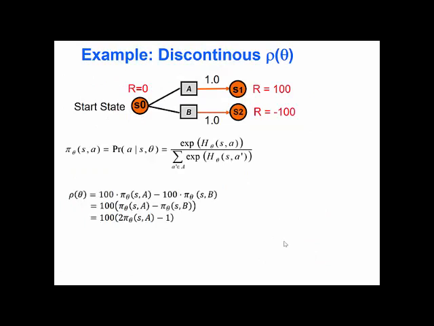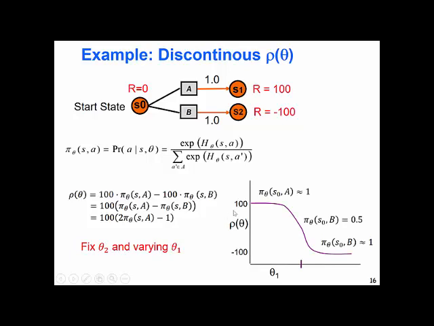Now in our same example, we don't really need to work through the details, but the value for this problem is equal to this expression. It's 2 times the probability assigned to action A minus 1 times 100. And if we consider the same problem, this is what you're going to see. It's going to be a more continuous function.